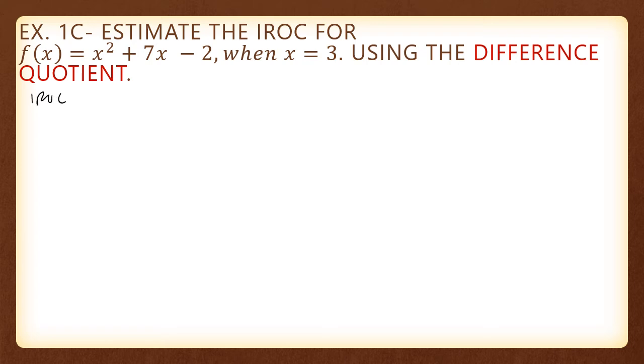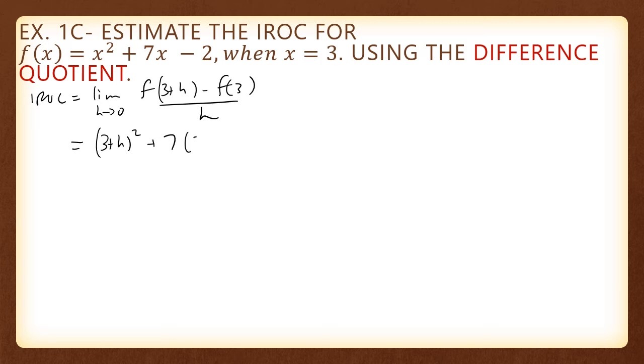IROC equals, I'm not going to bother writing the full solution. I'm just going to go right to f of 3 plus h minus f of 3 all over h. I'm lazy. I'm going to stop writing the limit. You're more than welcome to keep writing it if you would like to. All right, so we got a lot of algebra to do. So I'm going to put 3 plus h into my function. So 3 plus h squared plus 7 times 3 plus h minus 2.